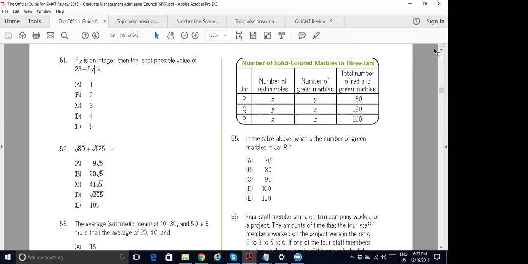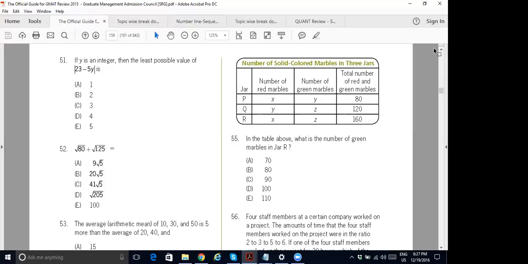D? B for boy or D for Delhi? Delhi. Yeah, that is correct. Now, how did you do this? So I took from the equation from jar P, y is equal to 80 minus x. Put that value into the equation from Q and I got a new equation saying z minus x is equal to 40.